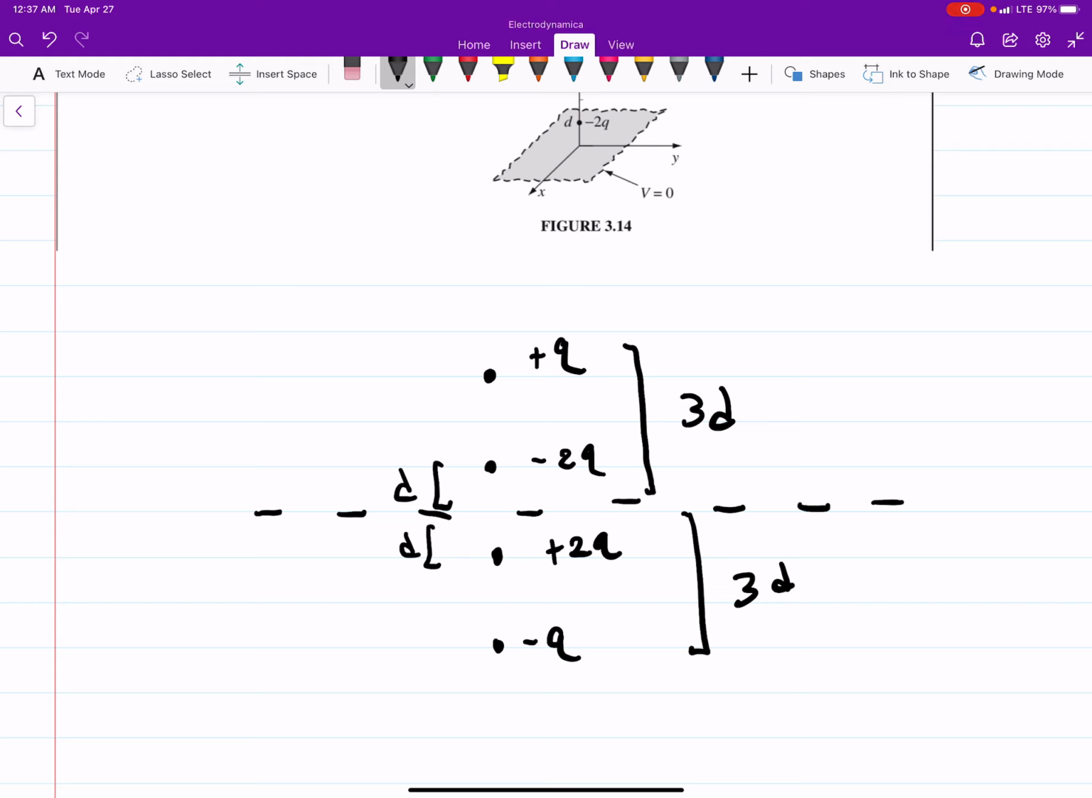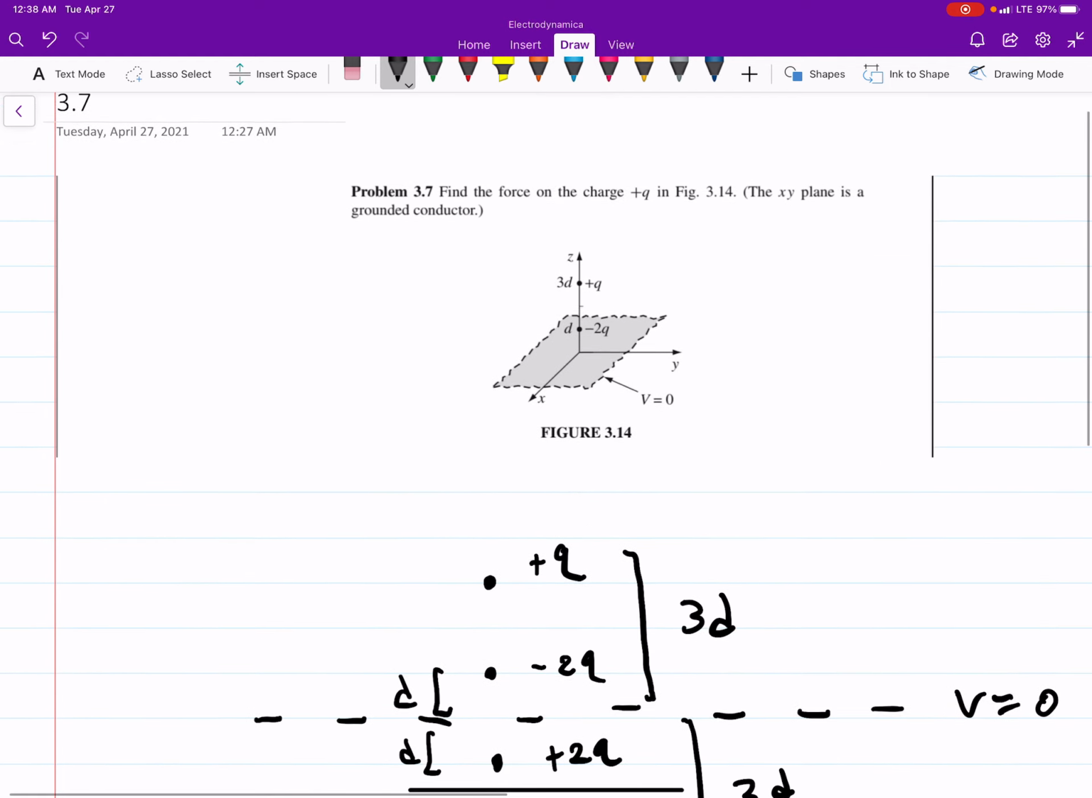So this is our conductor. That's where the potential is equal to 0. The method of imaging is basically getting rid of the conductor itself and replacing it with these imaginary charges, which are the charges I wrote below. And if we treat it like this, we'll actually get our solution. So actually kind of cool.